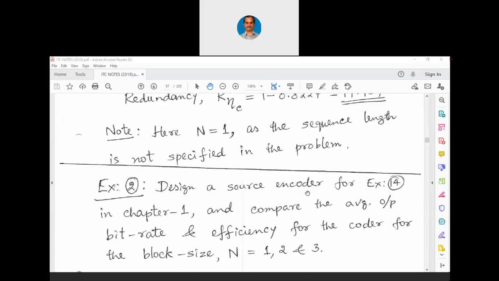Now the next exercise you have to do. Exercise 2 is: design a source encoder for exercise 14 in chapter 1, where we had a source in 2 states emitting symbols A, B and C. We had worked it out in the earlier chapter. Compare the average output bit rate and efficiency for the coder for block size n equals 1, 2 and 3. Now for n equals 1, you do that. The remaining 2 and 3, I will show you the solutions here itself.